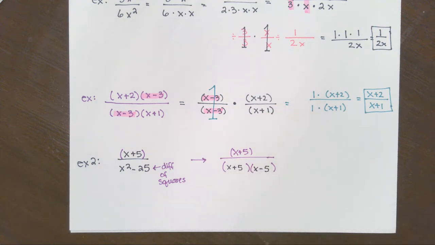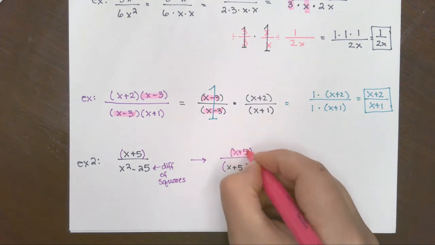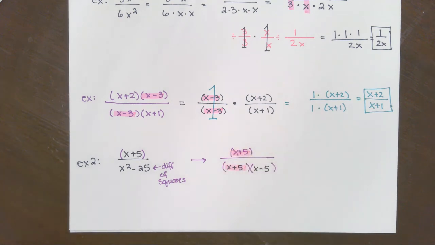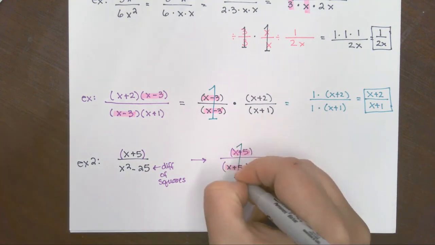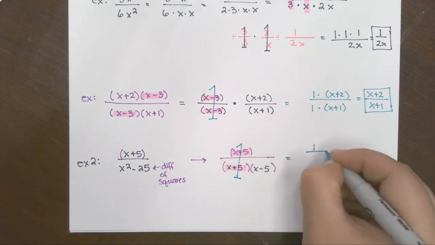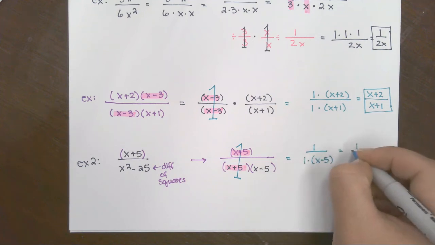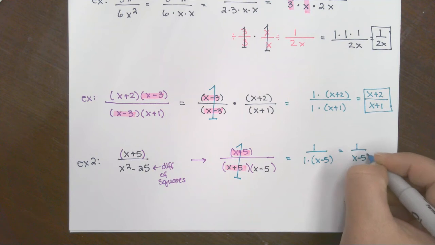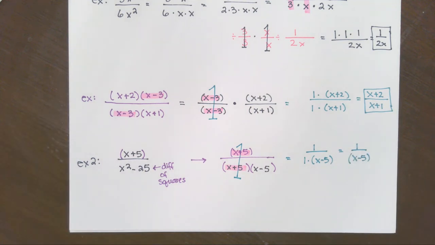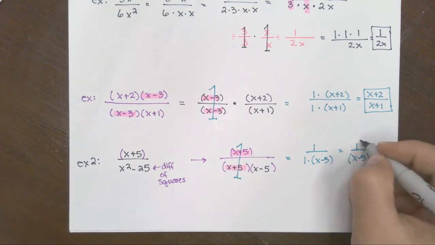Here you notice immediately that you have bubbles that are the same. We have an x plus 5 and an x plus 5. We are going to divide that out, which gives us a big 1. So we have 1 over 1 times x minus 5, which means we have 1 over x minus 5. Okay. Now I did put parentheses around this x minus 5. You don't have to. You can just leave it as just x minus 5.